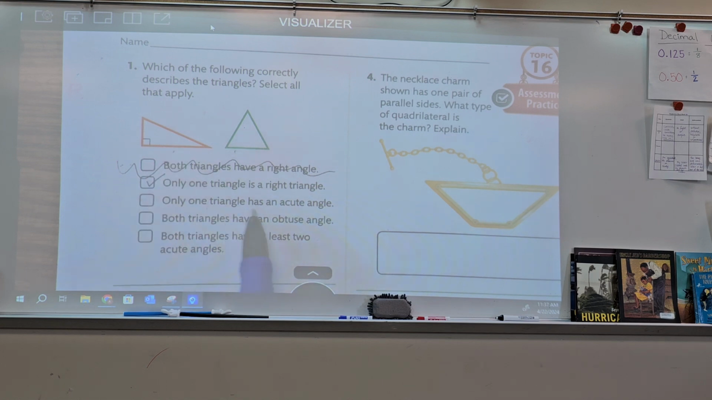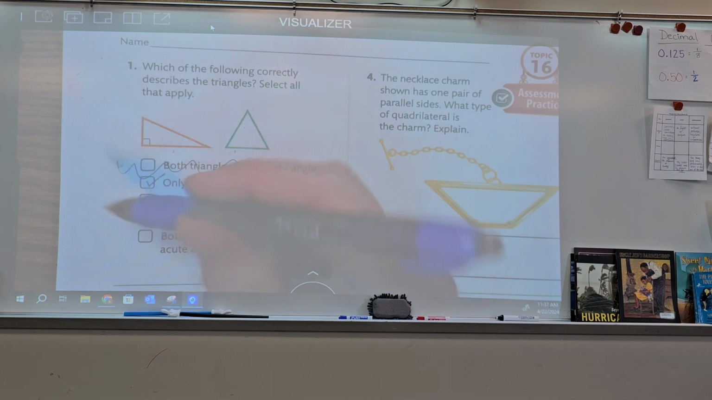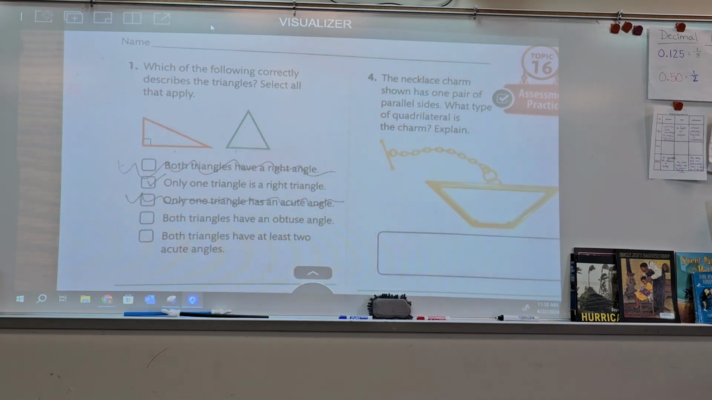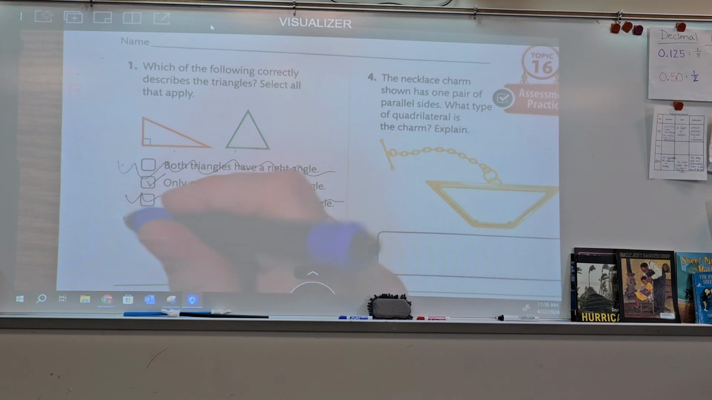Only one triangle has an acute angle. This one has an acute, this one has an acute. So this one cannot be correct. Both triangles have an obtuse angle. This one has a right angle, which means it cannot have an obtuse angle. So this one does not, because both do not. This one cannot be right either.